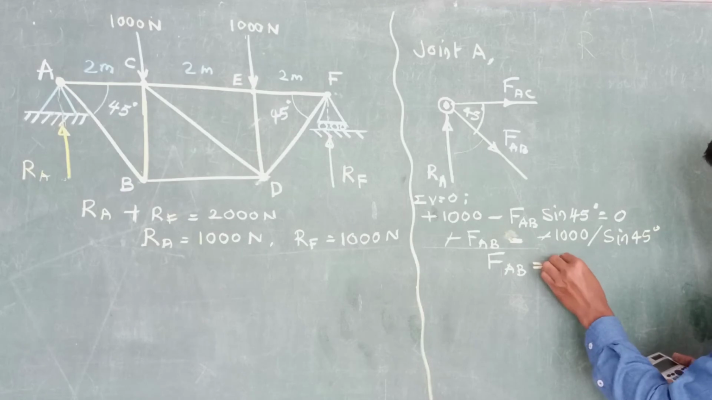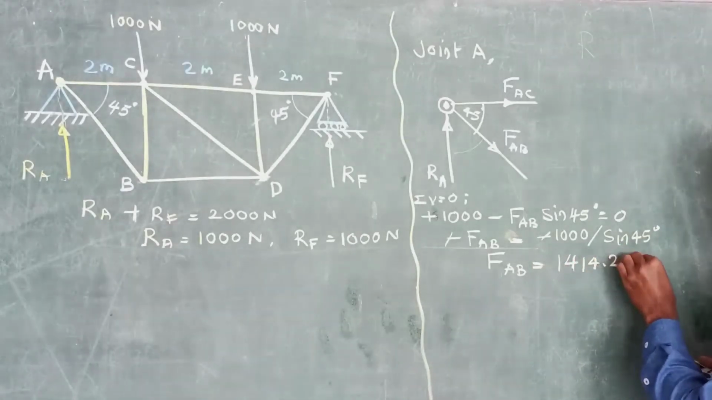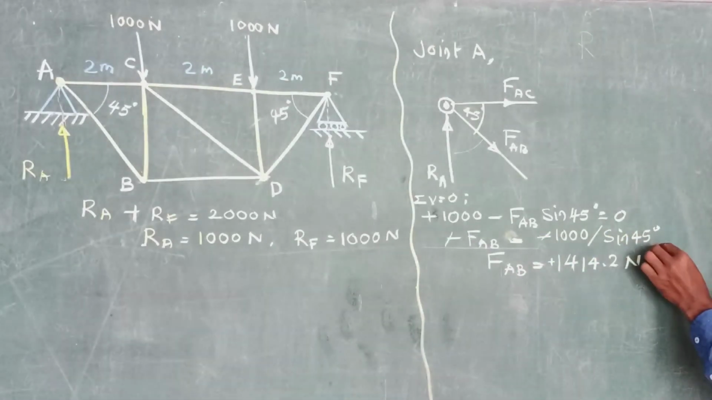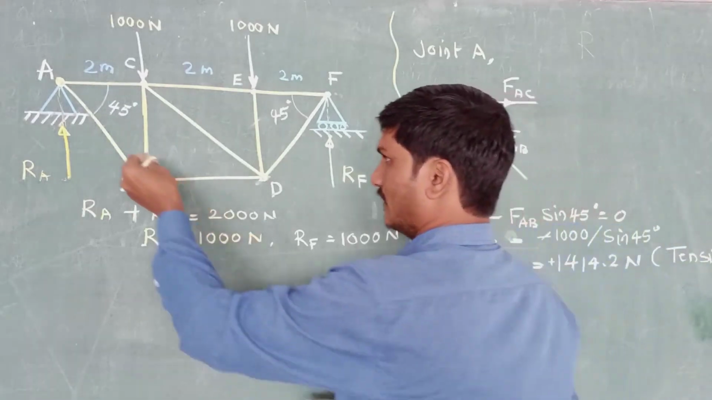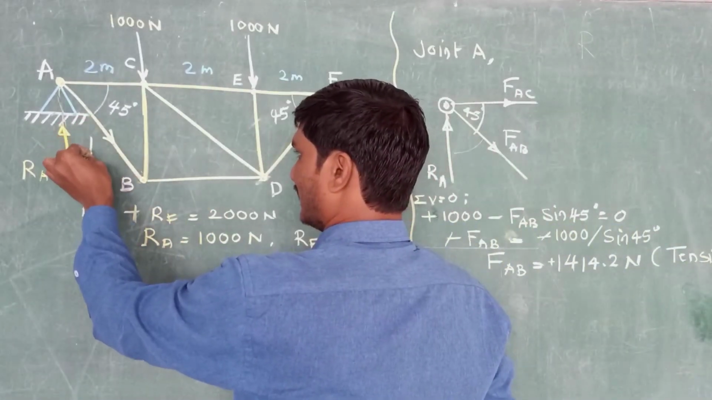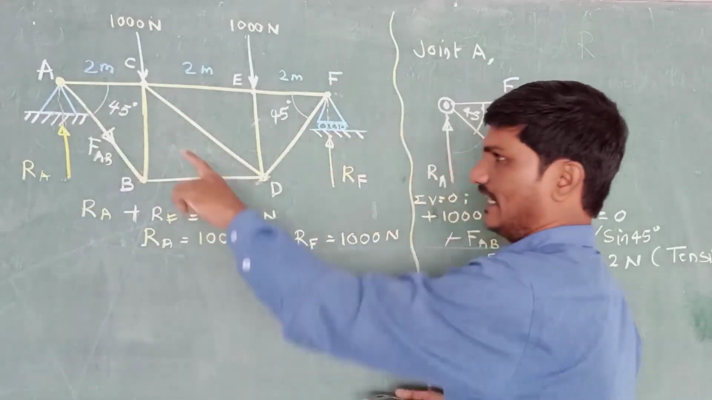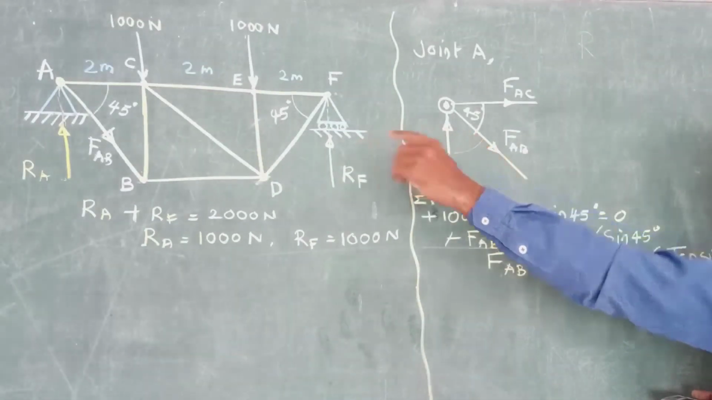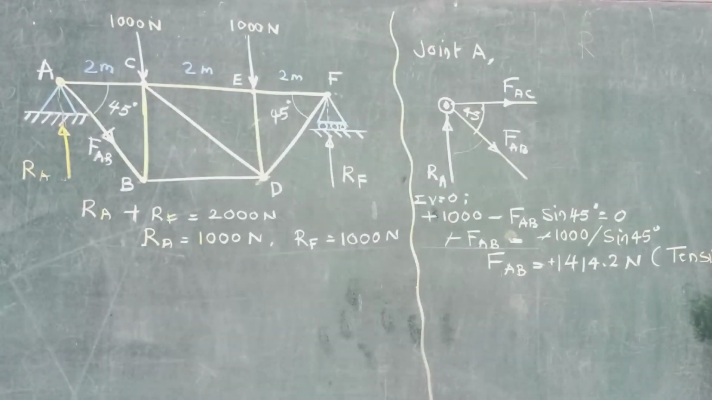You will get 1414.2 Newton. This is a positive value, which means the force FAB is in tension. So FAB is in tension, and you have to represent the tensile direction. That will be the final one. Whatever you may have assumed initially, the final representation is given by this value.